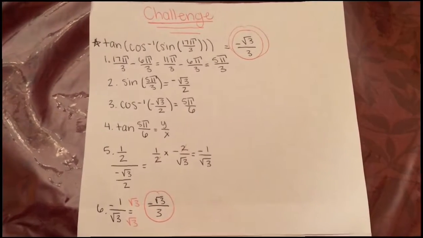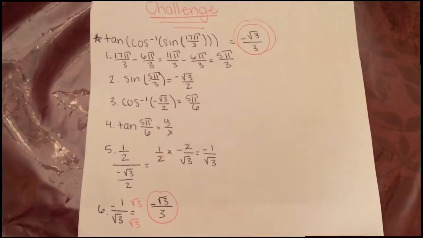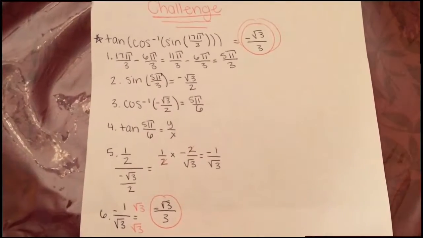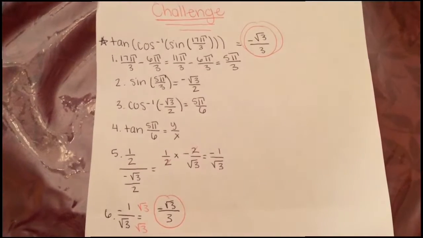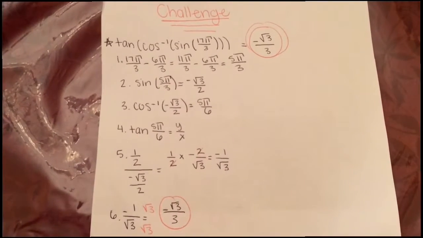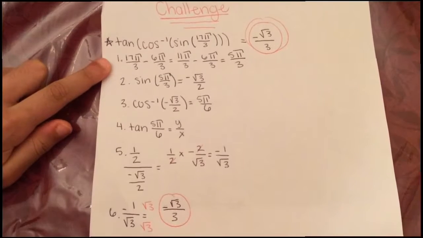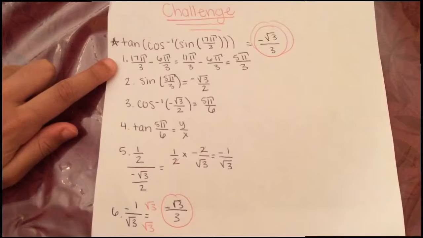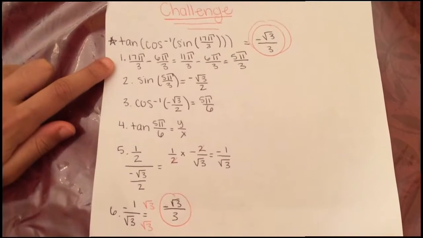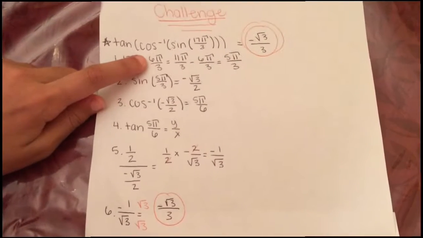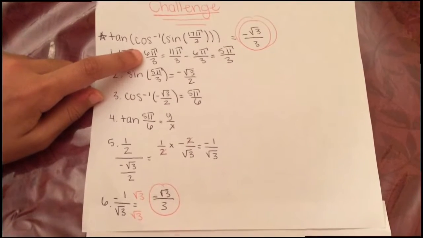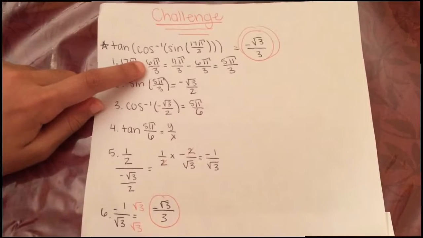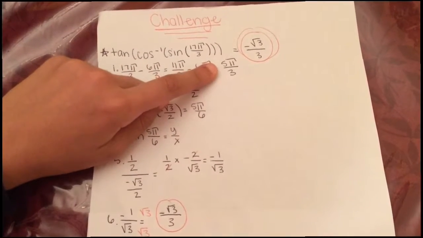And finally, our challenge problem is tangent of the inverse of cosine of sine of 17 pi over 3. To solve, we must work from the innermost part of the expression and work our way out. The first step is to get 17 pi over 3 in between 0 and 2 pi. In order to do this, we must subtract by 2 pi. In this case, the equivalent of 2 pi is 6 pi over 3. After subtracting 6 pi over 3 twice, we finally get a value that's in between 0 and 2 pi. The value is 5 pi over 3.